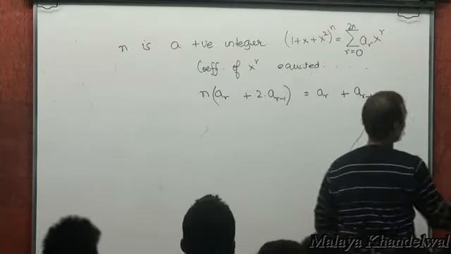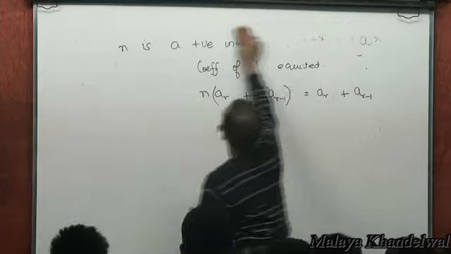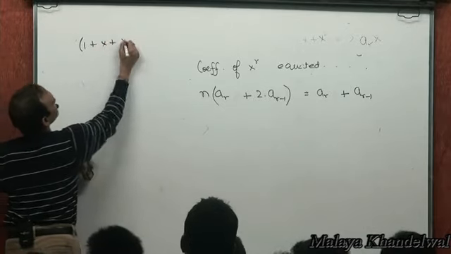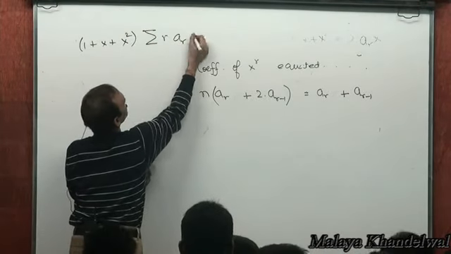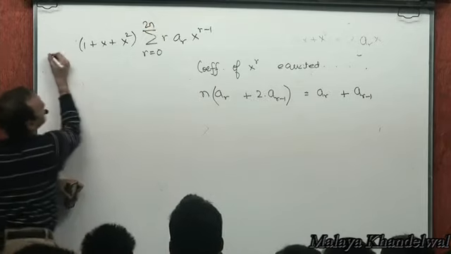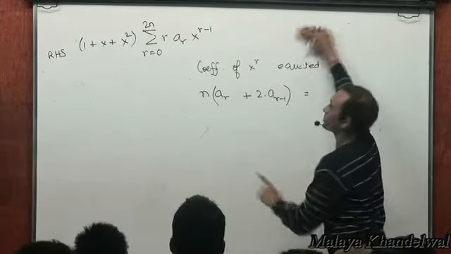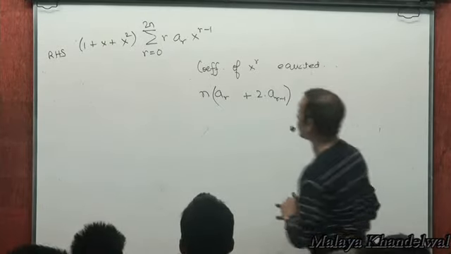Sorry, I didn't write the right hand side properly. What was the right hand side? 1 plus x squared, summation over r of A_R x^(r-1), where r runs from 0 to 2. This was my right hand side. Sorry, I'll just redo this. I'm seeking the coefficient of x^r on the right hand side.